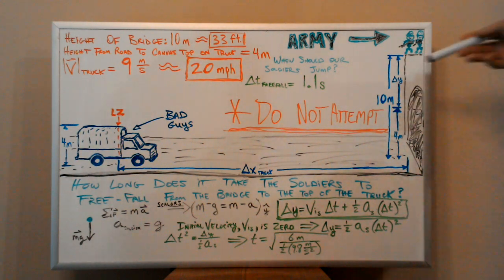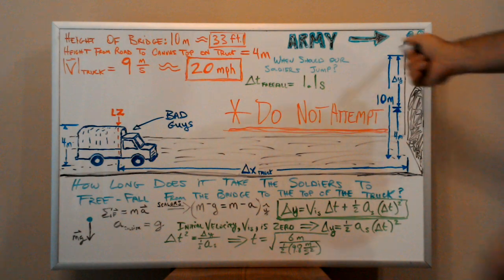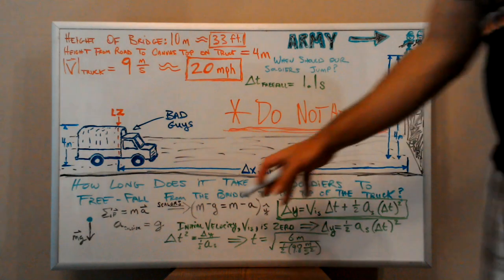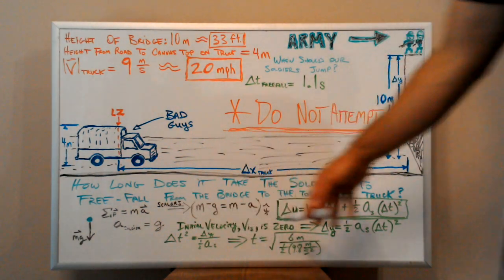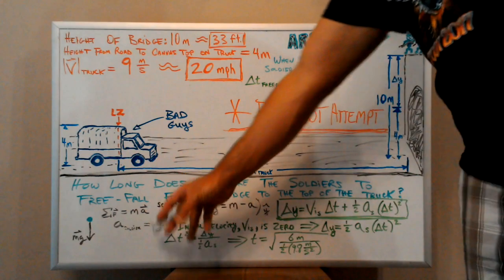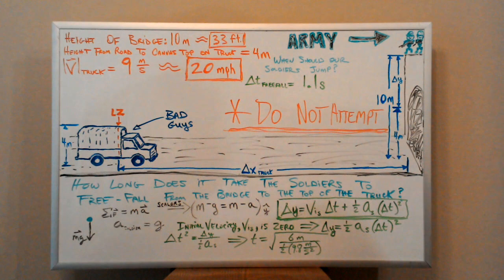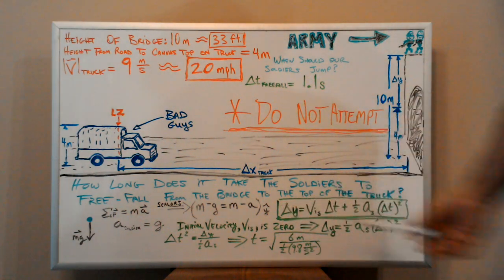We're going to do a force diagram for the soldiers to figure that out. So the instant the soldiers jump, the only force acting on them is going to be gravity. And Newton's second law tells us that the sum of forces acting on an object is equal to the mass of the object times the acceleration of the object. So the scalar components of that, you have negative gravity basically equals negative acceleration. So the acceleration of the soldier, if you simplify that, is equal to gravity, which is 9.8 meters per second squared. So we'll plug that into our kinematics equation for a change in position.